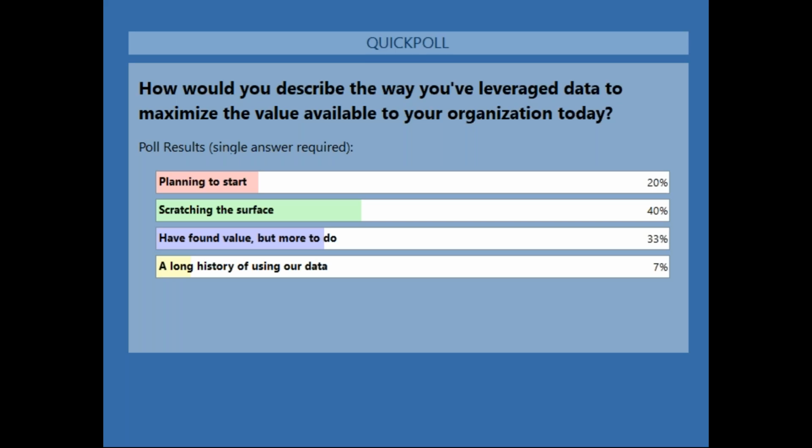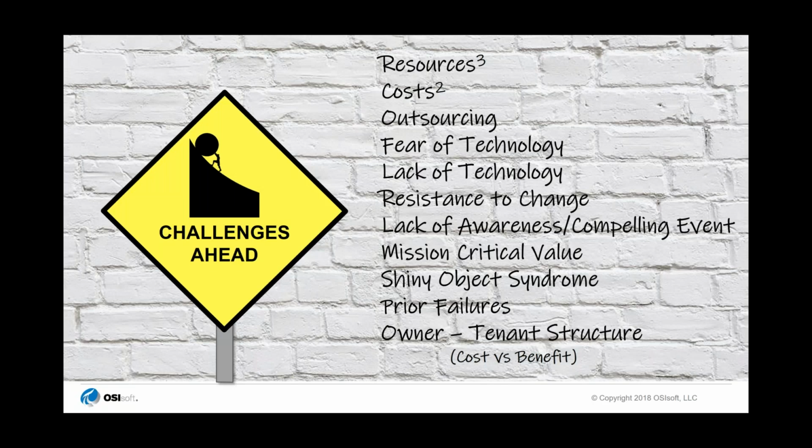And I think the bulk is definitely still just scratching the surface. I'm listing some examples of challenges. Again, you all have your own challenges. And I will start with resources cubed and cost squared, because between the two of them, that probably represents a lot of times 90% of the barriers that face us. And the rest are just noise in the system, but they're barriers.